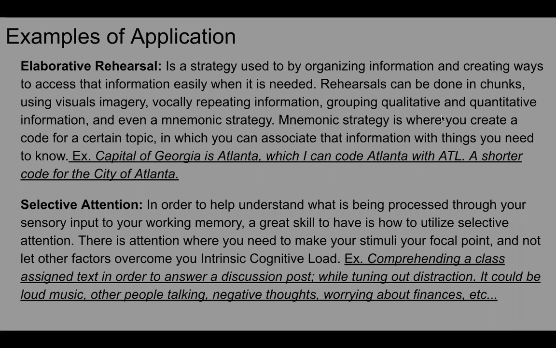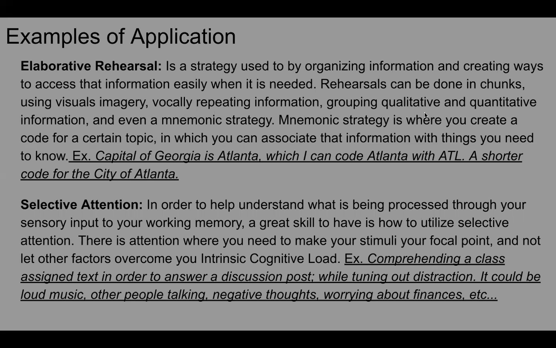Examples of application. Elaborative rehearsal is a strategy used by organizing information and creating ways to access that information easily when it is needed. Rehearsals can be done in chunks using visual imagery, vocally repeating information, grouping qualitative and quantitative information, and even a mnemonic strategy. Mnemonic strategy is where you create a code for a certain topic in which you can associate that information with things you need to know. An example would be the capital of Georgia is Atlanta, which I can code Atlanta with ATL, a shorter code for the city of Atlanta.